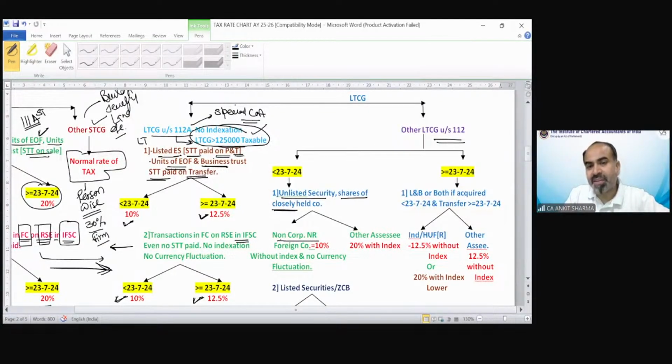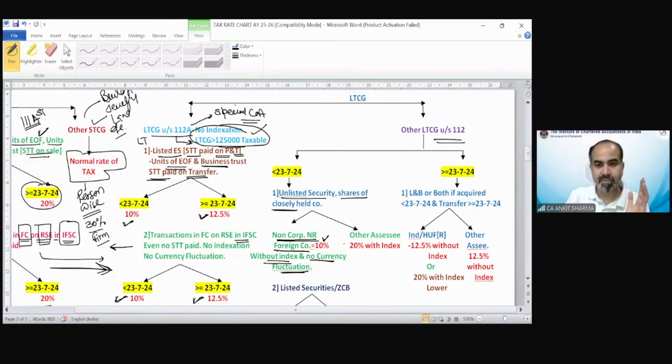Okay. So if the unlisted security or shares of a closely held company has been transferred, and the assessee is a non-resident, non-corporate, non-resident, or if the assessee is a foreign company, if the transferor is a foreign company or a non-resident, then the tax rate is 10% in this situation. No indexation benefit, no TTBR fluctuation benefit. So if that is an unlisted security or shares of a private company you are transferring and you are earning any gain, and you are a non-resident or a foreign company, the rate of tax would be 10%.